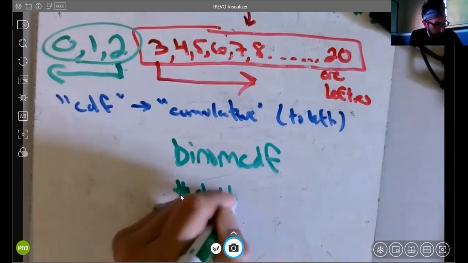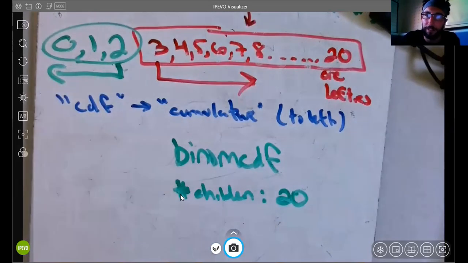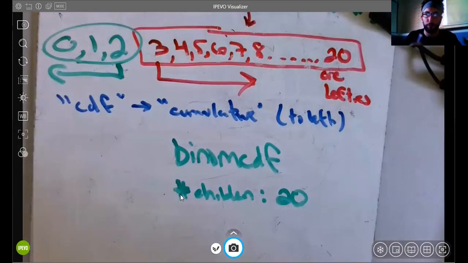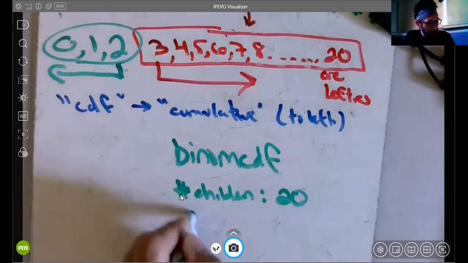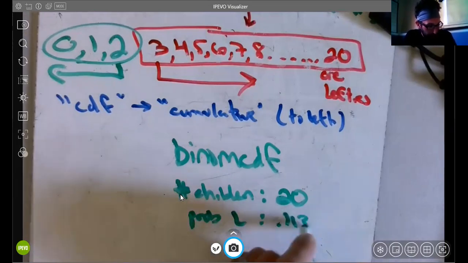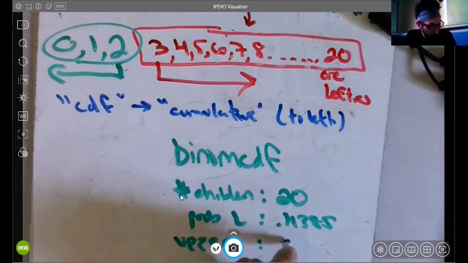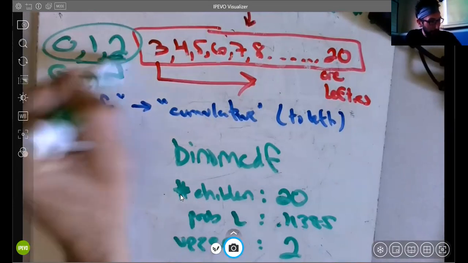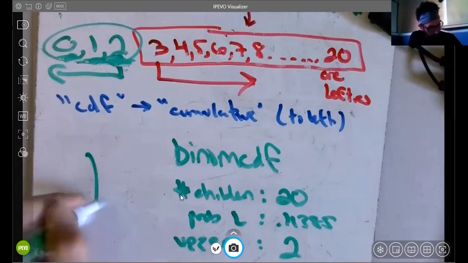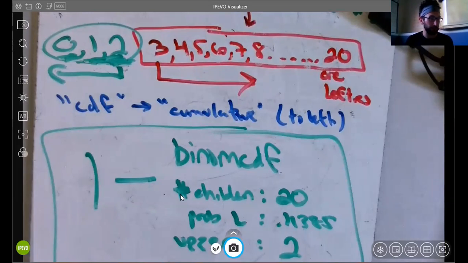my number of children, my number of people is 20. Did I write number of lefties before? I hope not. If I did, go back in the video and that was wrong. It should be number of people, number of trials, number of children. My probability of a lefty is 0.11385. And then my upper bound, it's called, would be 2. And so that's going to give me 2 as my upper, or 1 or 0. I'm going to get that answer and subtract from 1. That's the most efficient way we could calculate this probability.